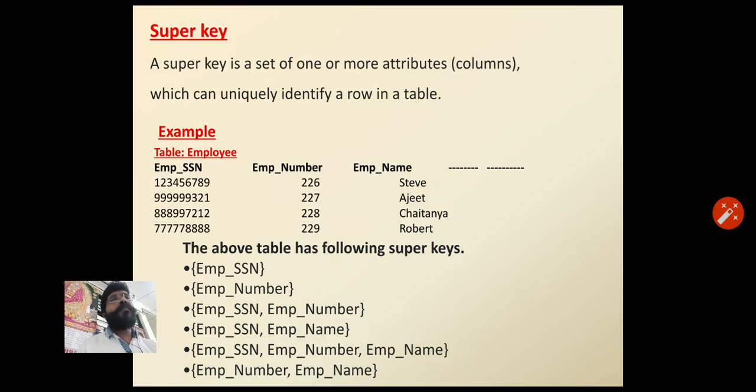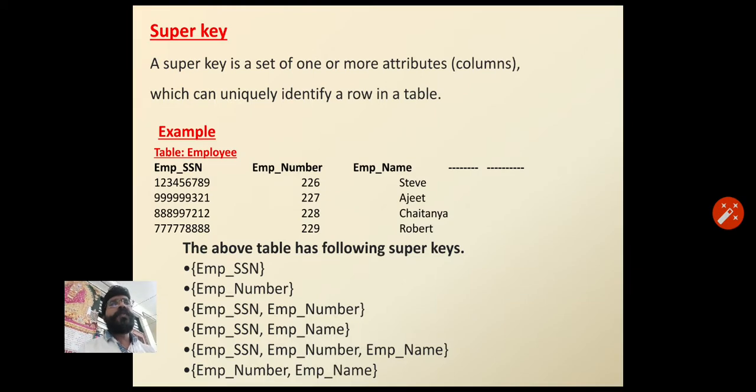So, this is the employee SSN number. Yes, in this table you can see that the employee SSN number is unique. So, that means the employee SSN number can uniquely identify all other columns. Employee number is also unique. You can see that 226, 227, 228, 229 are unique records, unique rows. And employee name is not unique. That means employee name alone cannot identify all other columns.